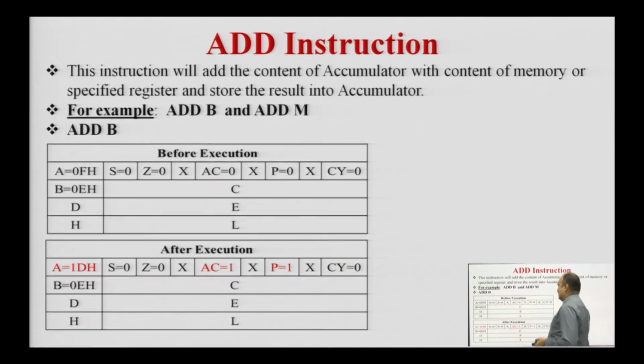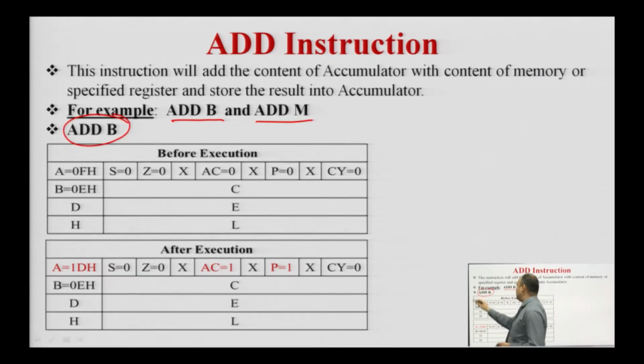So, let us see the example of the arithmetic addition operation. The instruction is ADD B or ADD M. Here I am considering the example of the ADD B instruction. The ADD B instruction will add the content of the specified register, B register, with the content of the accumulator and store the result into the accumulator register.